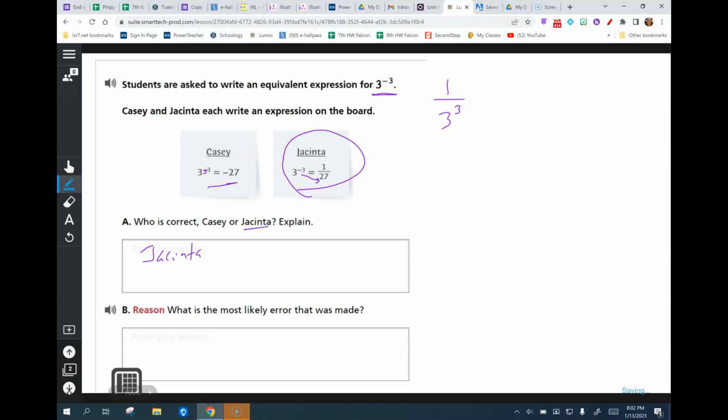What is the most likely error that was made? Oh, we already talked about that. We have a negative here. A lot of people think that if I have a negative anywhere in this, it's got to be a negative up here, and it is not.